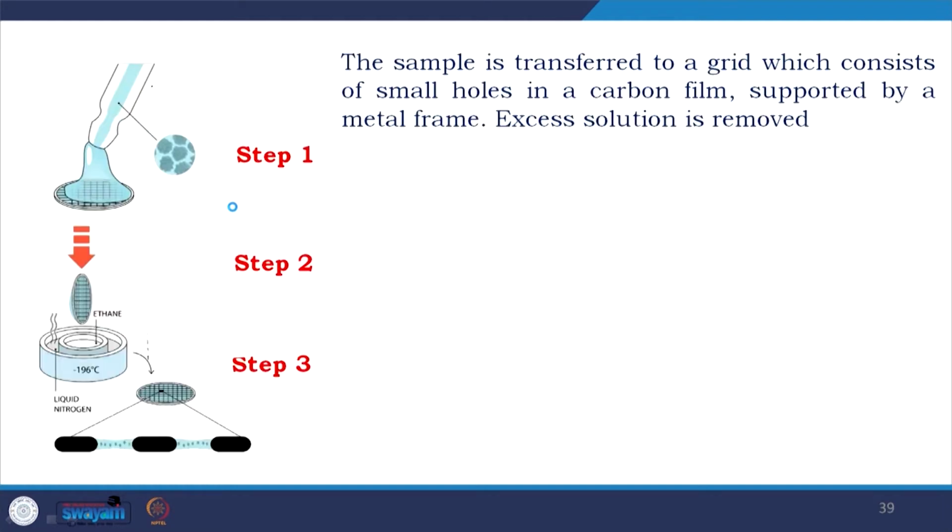How was the sample preparation made? You see the sample is transferred to the grid and then the grid is plunged into liquid nitrogen cooled ethane and then the grid is prepared to be put under the microscope. In step 1, the sample is transferred to a grid which consists of small holes in carbon films. You could see here, this is the grid. These are the small holes, and if you see, this is the sample where the biological macromolecules are there.